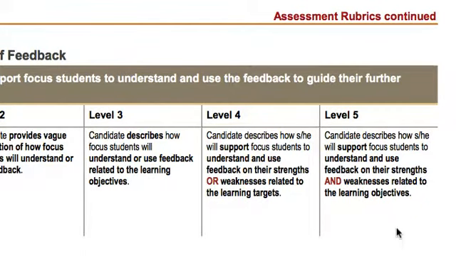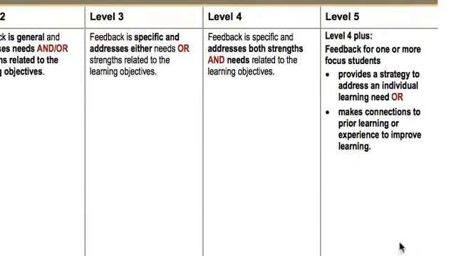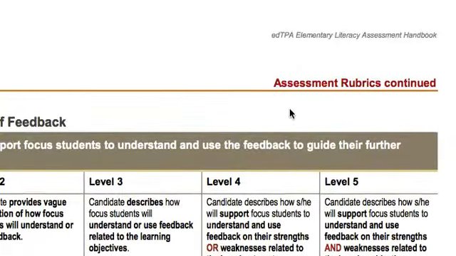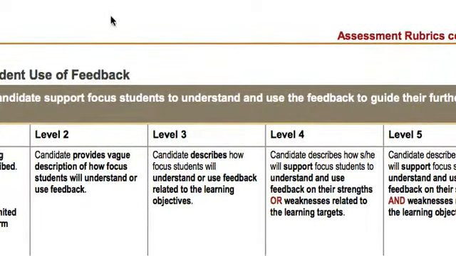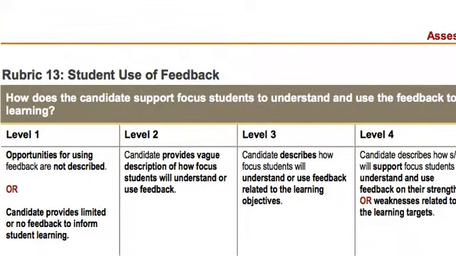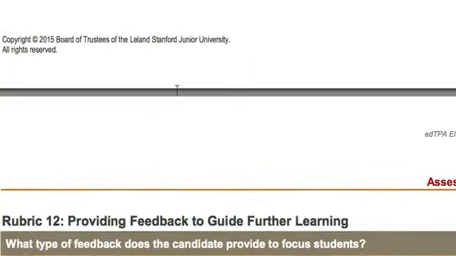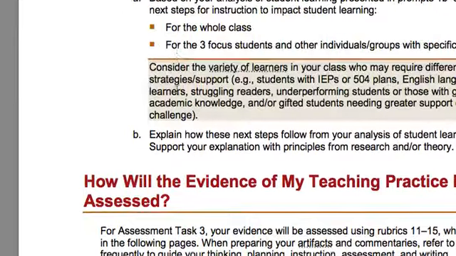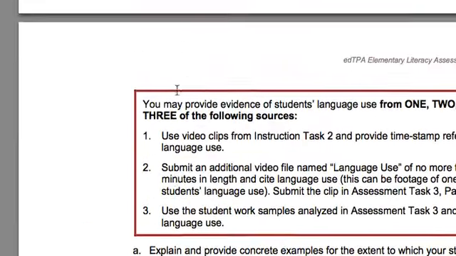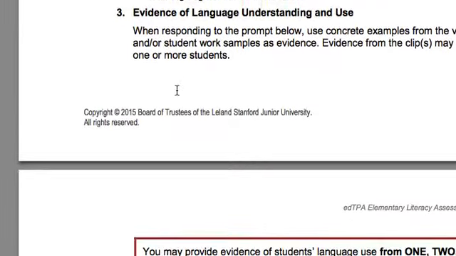A 5 is candidate describes how she will support focus students to understand and use feedback on their strengths and weaknesses related to the learning objectives. Again, more of what a level 5 is right here. I didn't make these things. I just think that's a little redundant. Probably could be combined into one rubric. But then they wouldn't have a nice 15, 5 in each section. So the next thing is students' evidence of language understanding and use, and that's what we'll cover in the next video.